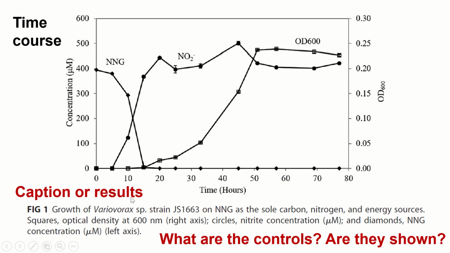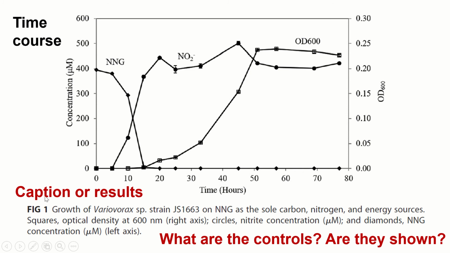So are controls shown? This is really important because without controls, we don't know if the positive results that we see are real or are due to some other effect other than, in this case, the bacteria consuming the NNG. There are no controls shown in this figure.